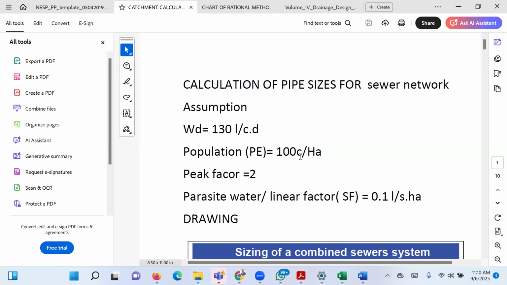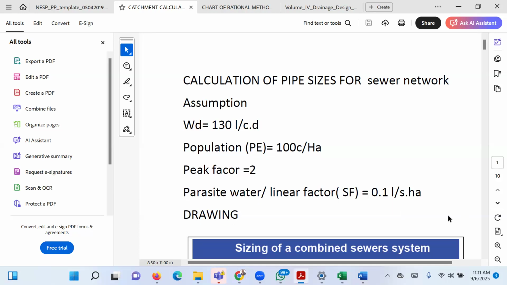So if you see a plot of land that is 1,000 square meters, we expect 10 people to live in it. That's what it means. So then the peak factor is 2, right? Then parasite water, based on the design code, is still 0.1.